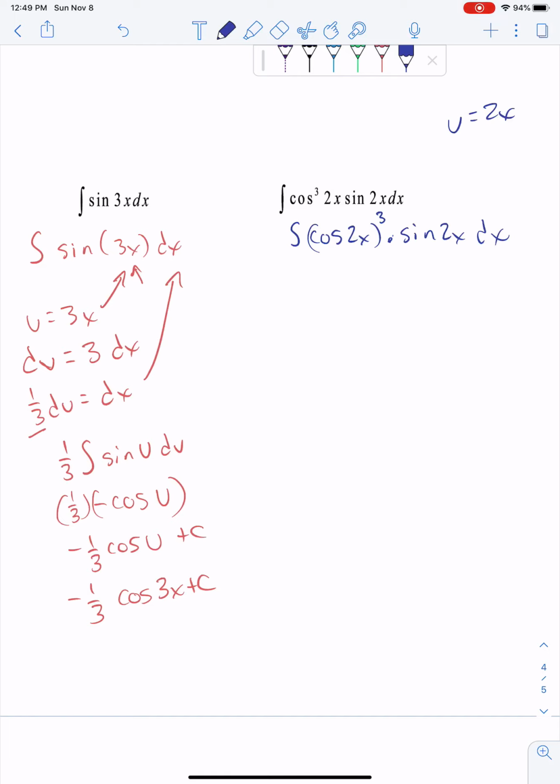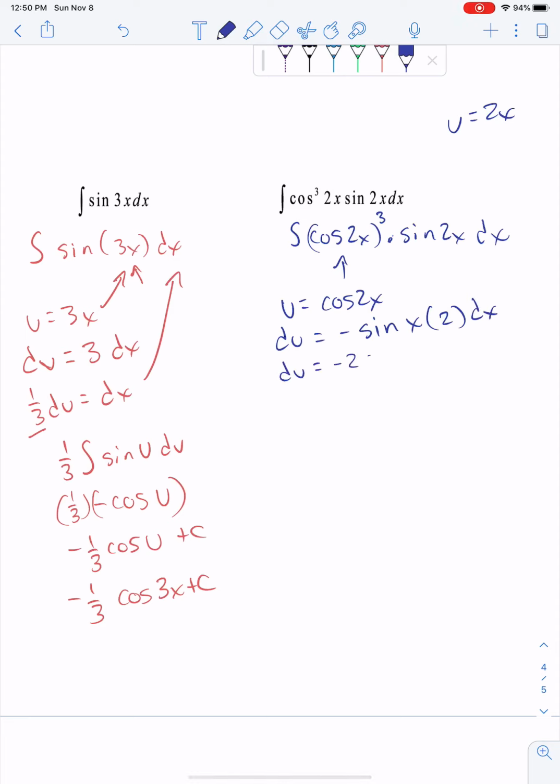But if I look at this function, my innermost function is this cosine of 2x because it's inside of an exponent. So I'm actually going to let u equal cosine of 2x, which means that du is going to equal the negative sine of x. Don't forget that you have to times by the 2, the chain rule, and then dx. So that means that du equals negative 2 sine of x dx.